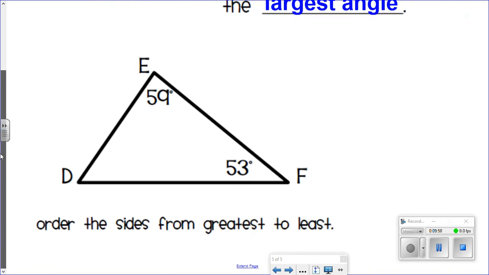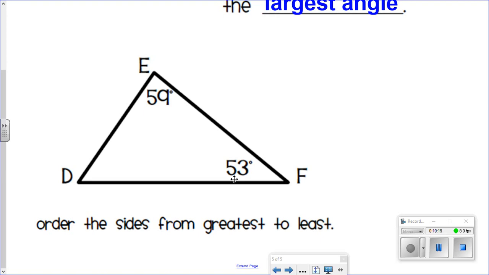So if we look at our example here, we have two angles in the triangle, and this isn't going to help us, and this is where mistakes come in when students just try to use these two numbers. 59 is the largest now, but how do we know if it's the largest of all three? 53 is the smallest now, but we don't know if that's the smallest of all three.